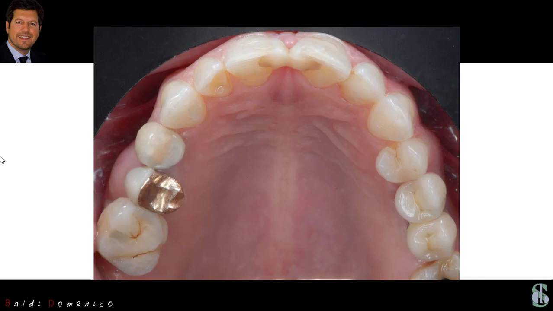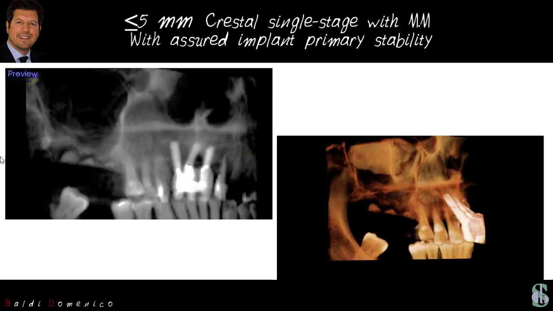And here you can see the final work of our surgery. And if we analyze the final situation where we have bone height equal or lower than 5 millimeters, with the magnetic mallet we can have a crestal single stage approach. Of course, we must be sure about the implant primary stability. And if we make a comparison between the X-ray situation and this CT, we can see how much thinner the bone is.